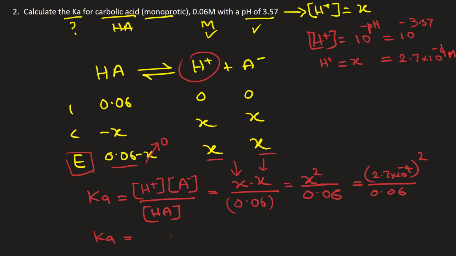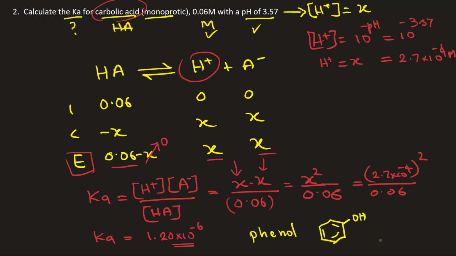That's it. So that's the Ka, and you can actually look it up. If you don't know what it is, you can look it up in a data sheet too, right? What's the name for it? But we know we are given carbolic acid, right? It's just a monoprotic acid. But if you've done organic before, it's phenol actually.